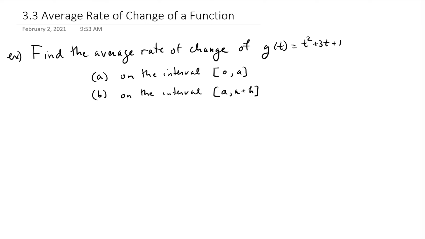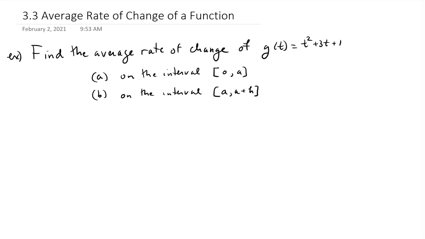In this example, we're given a function in formula form. So the function is g of t, which is t squared plus 3t plus 1. And we want to find the average rate of change of that function on some arbitrary interval. So some numbers in that interval are unspecified.